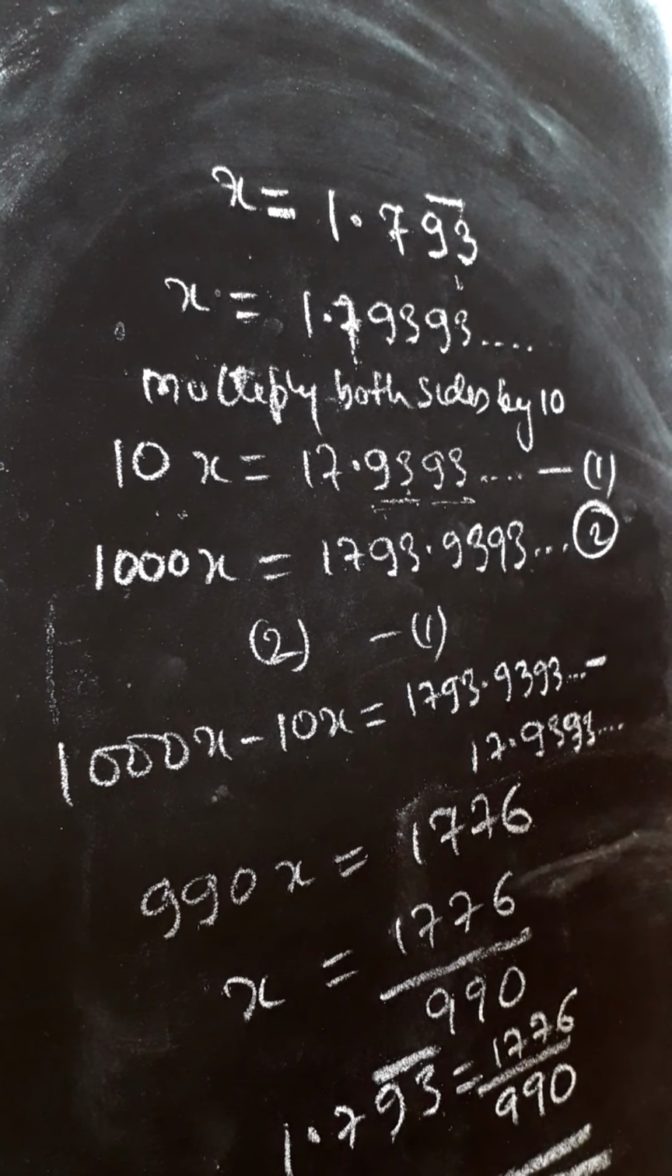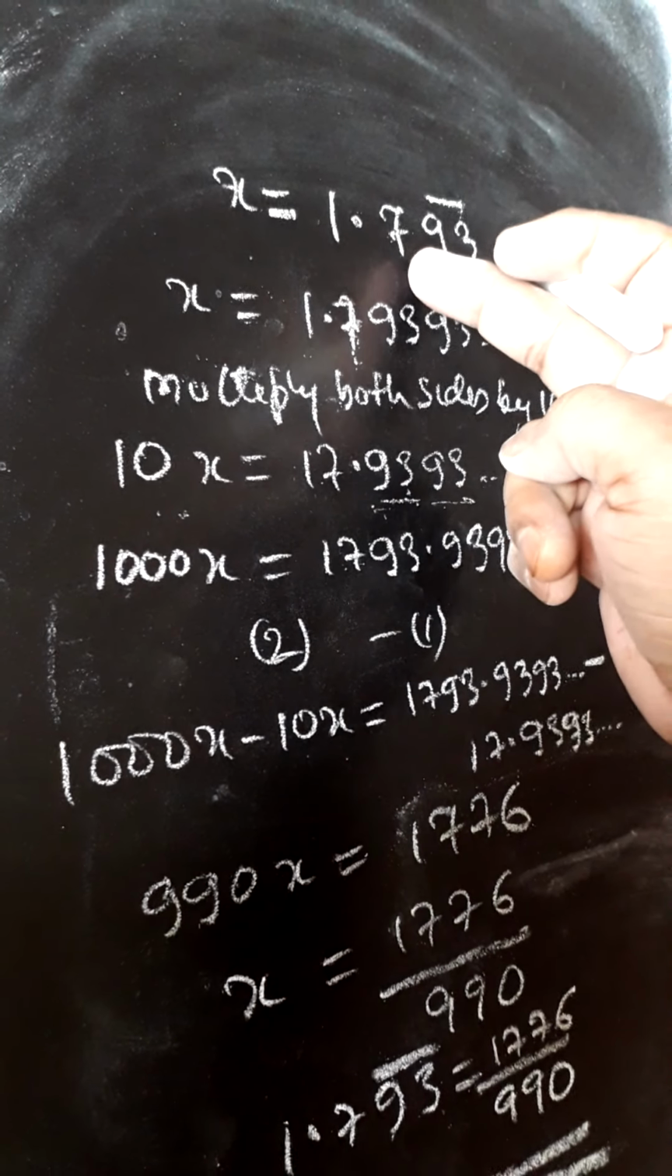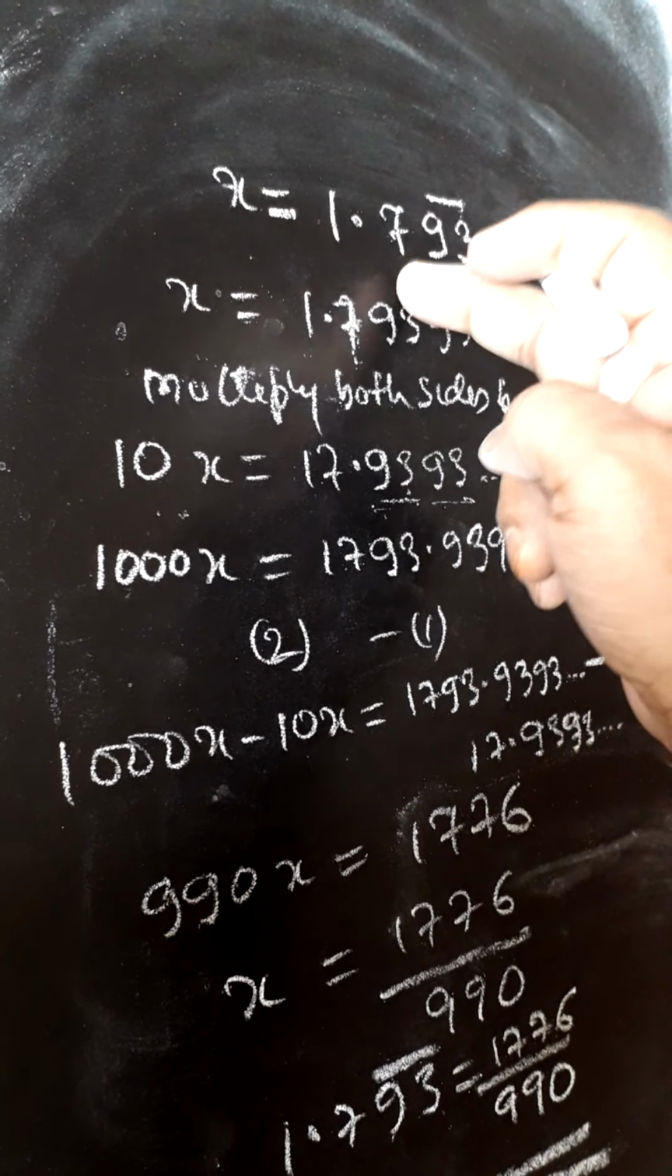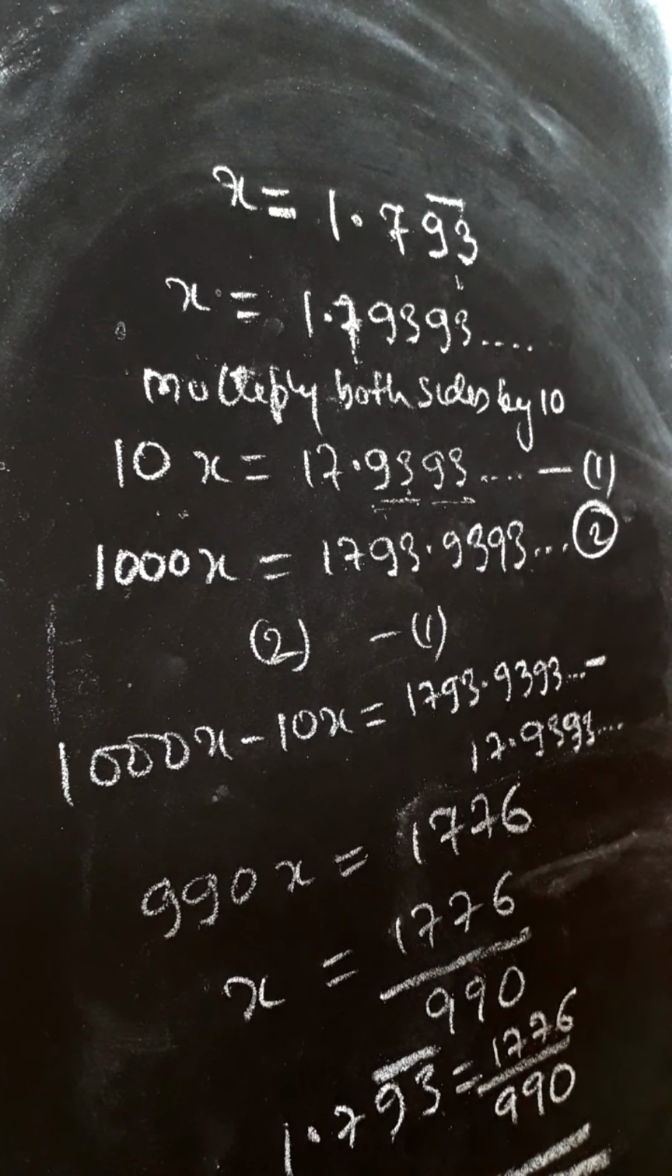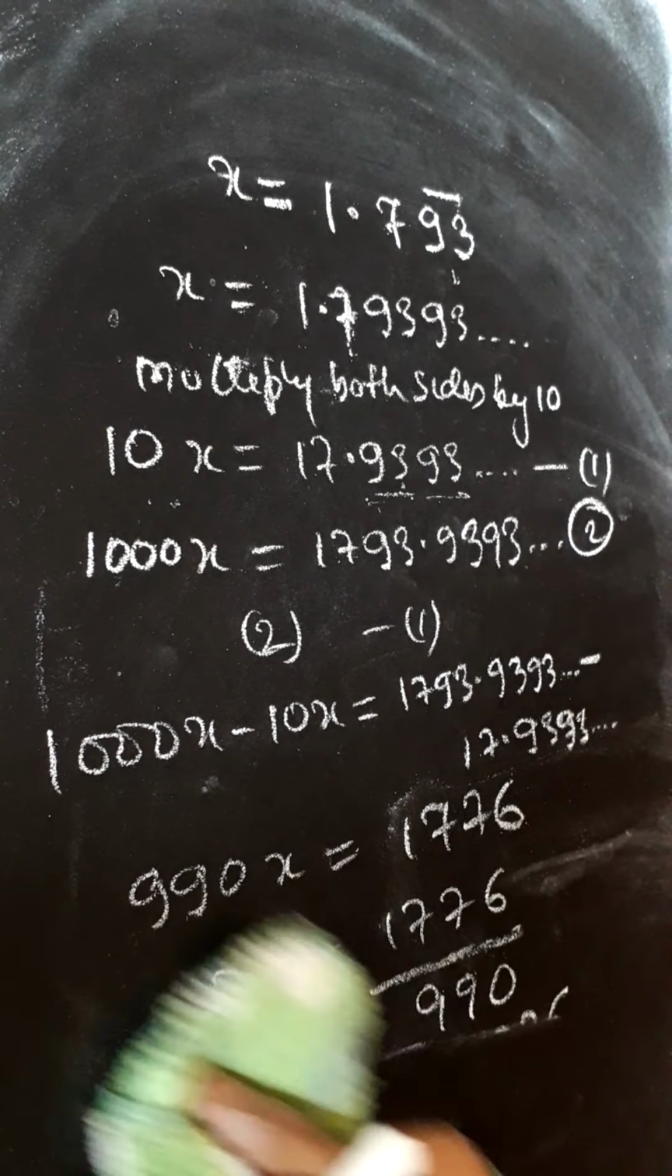In this way, we can represent a decimal as a fraction having some digits with recurring sign and some digits without recurring sign. Now, I am going to give some questions for practice.